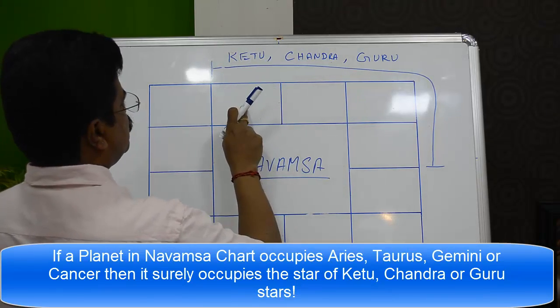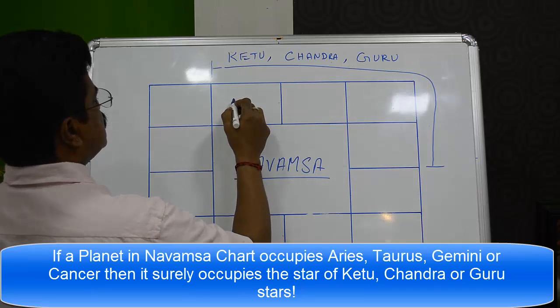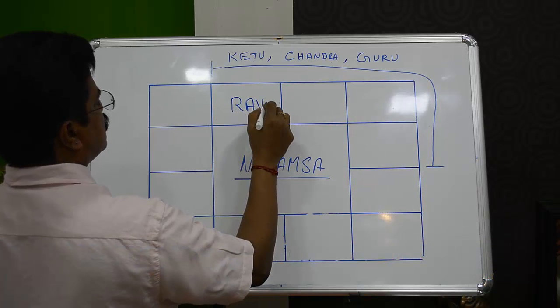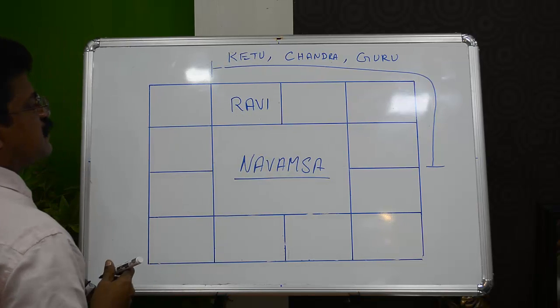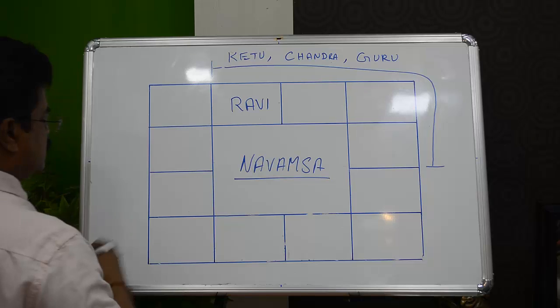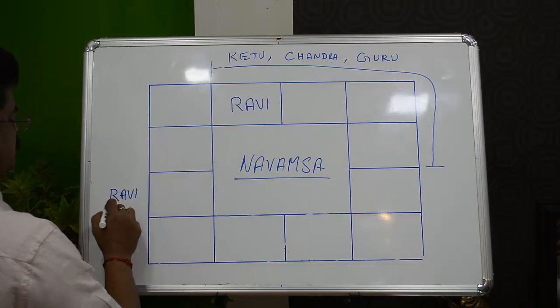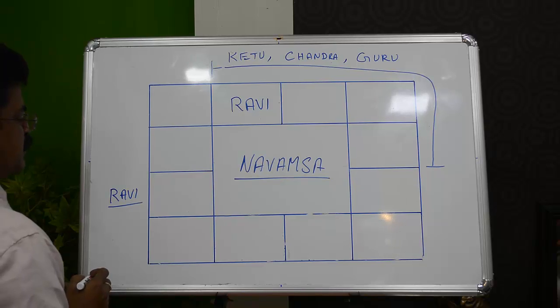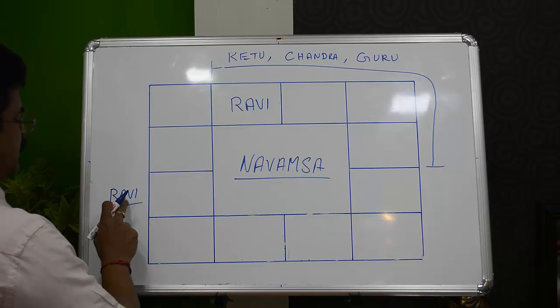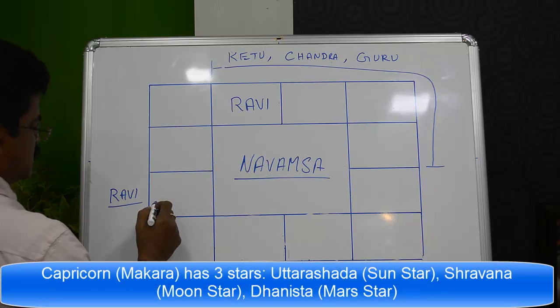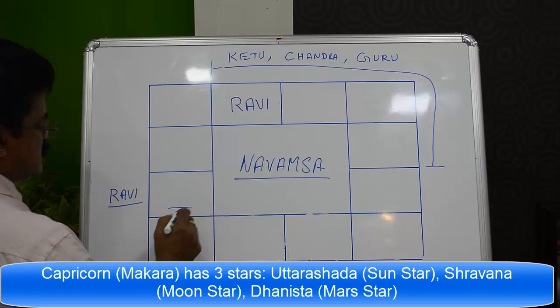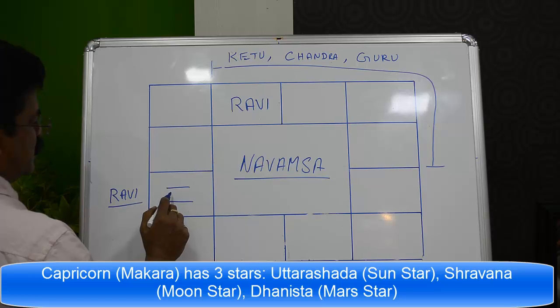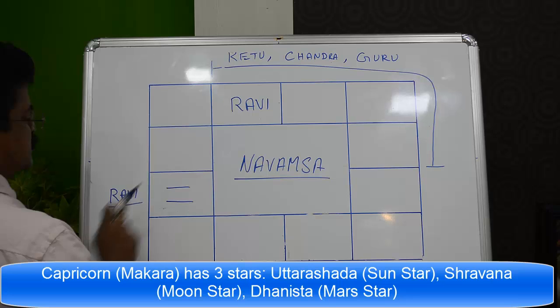Now this means that if you have a graha, for example, let's say in my Navamsa I have the sun here, and in my horoscope in the Navamsa the sun is exalted. But in the Rasi chart, the sun is here because I happen to be born between mid-Jan to mid-Feb. So a planet here can have only 3 stars. For example, this particular part is Uttarashada, and from here to here it is Shravana, or the moon star, and here it is a Mars star.